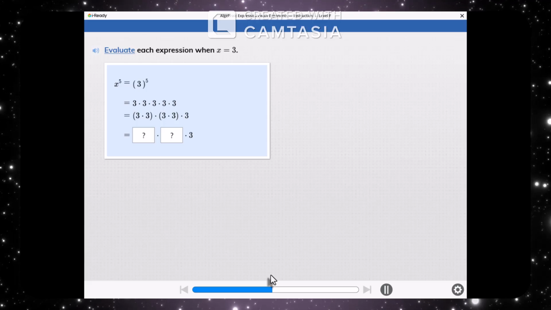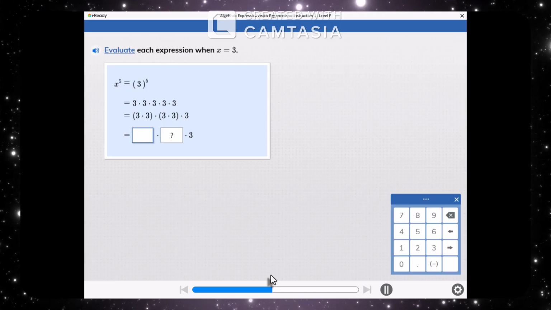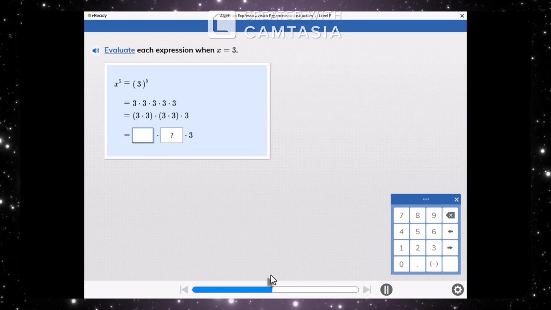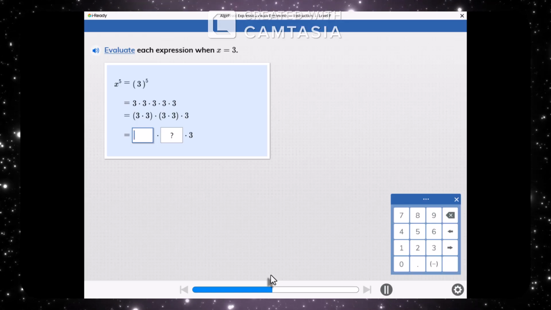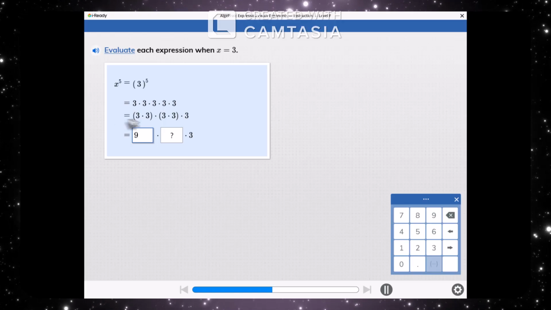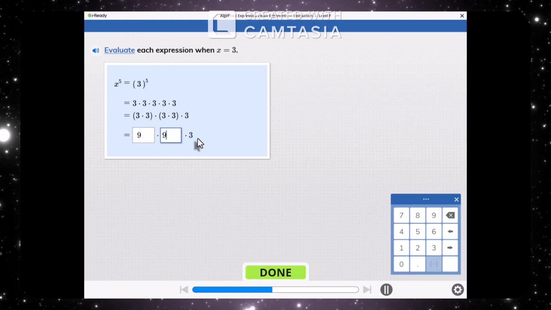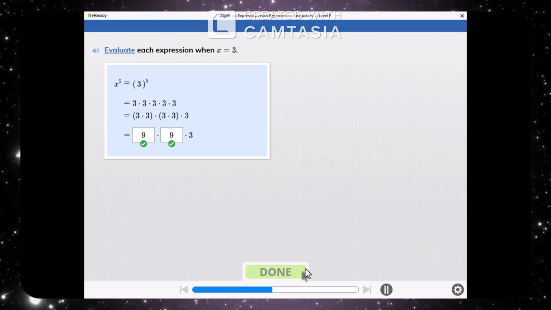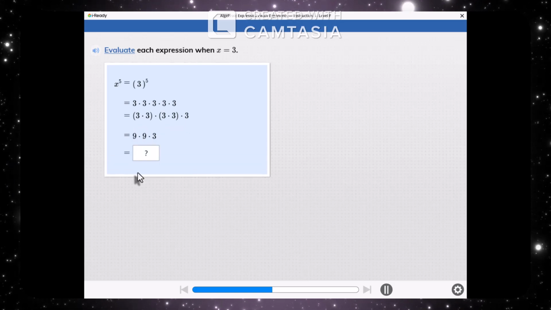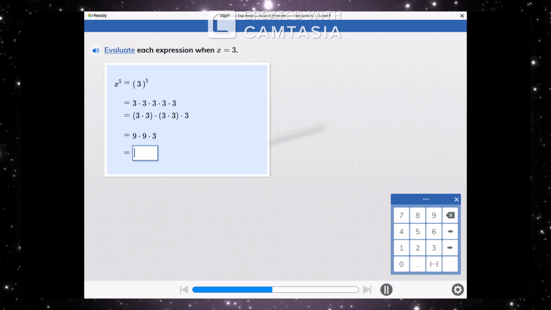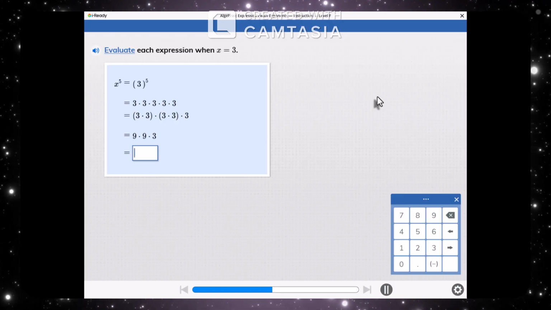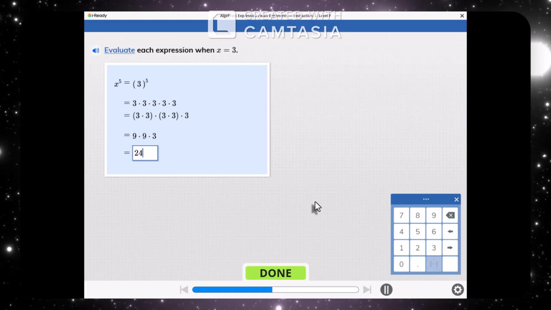Group the factors to find the product. 3 times 3 is equal to 9. Times 3 is equal to 27, times 3 is equal to 81, times 3 is equal to 243. So that's basically 9 times 9. Multiply: 9 times 9 is 81. And then 81 times 3. 3 times 1 is 3. And then 3 times 8 is 24. So that's 243.